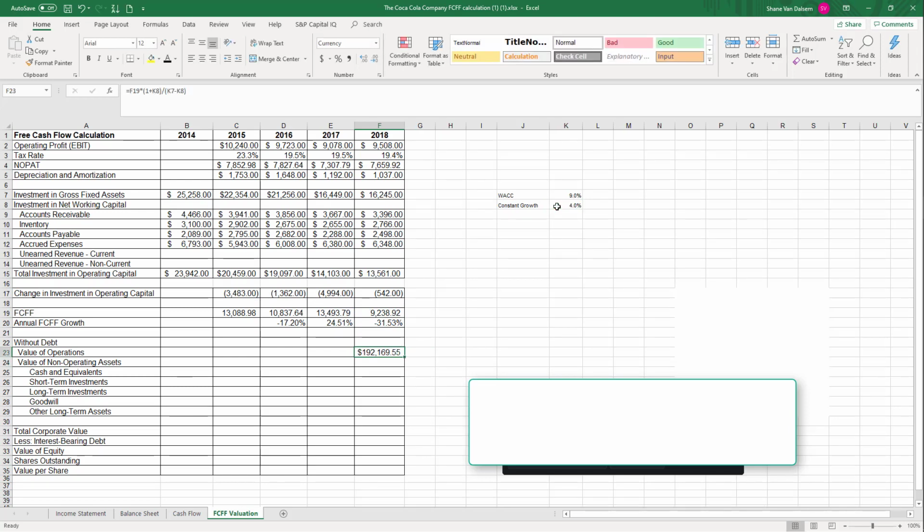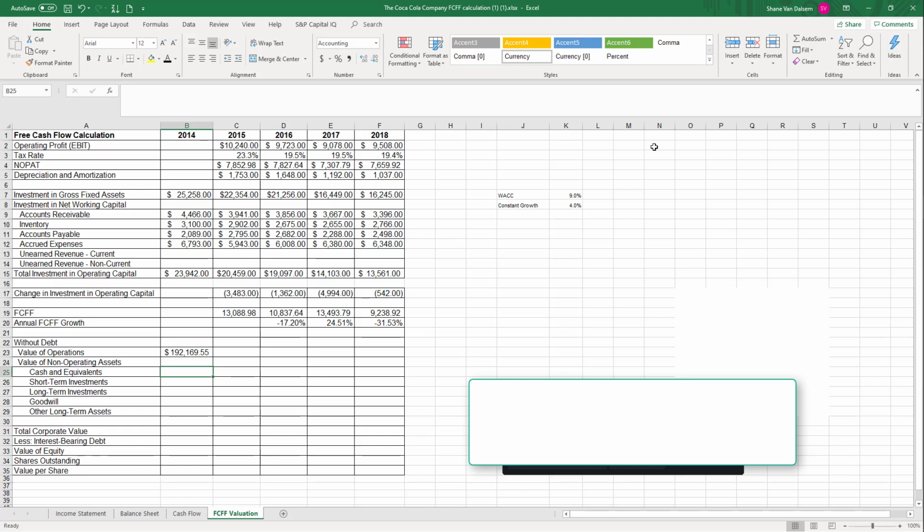So that's our constant growth equation. We get a value here of $192,169 million. Actually, what I'm going to do, I'm going to move this equation to here. So that's our value of operations as of the end of 2018.